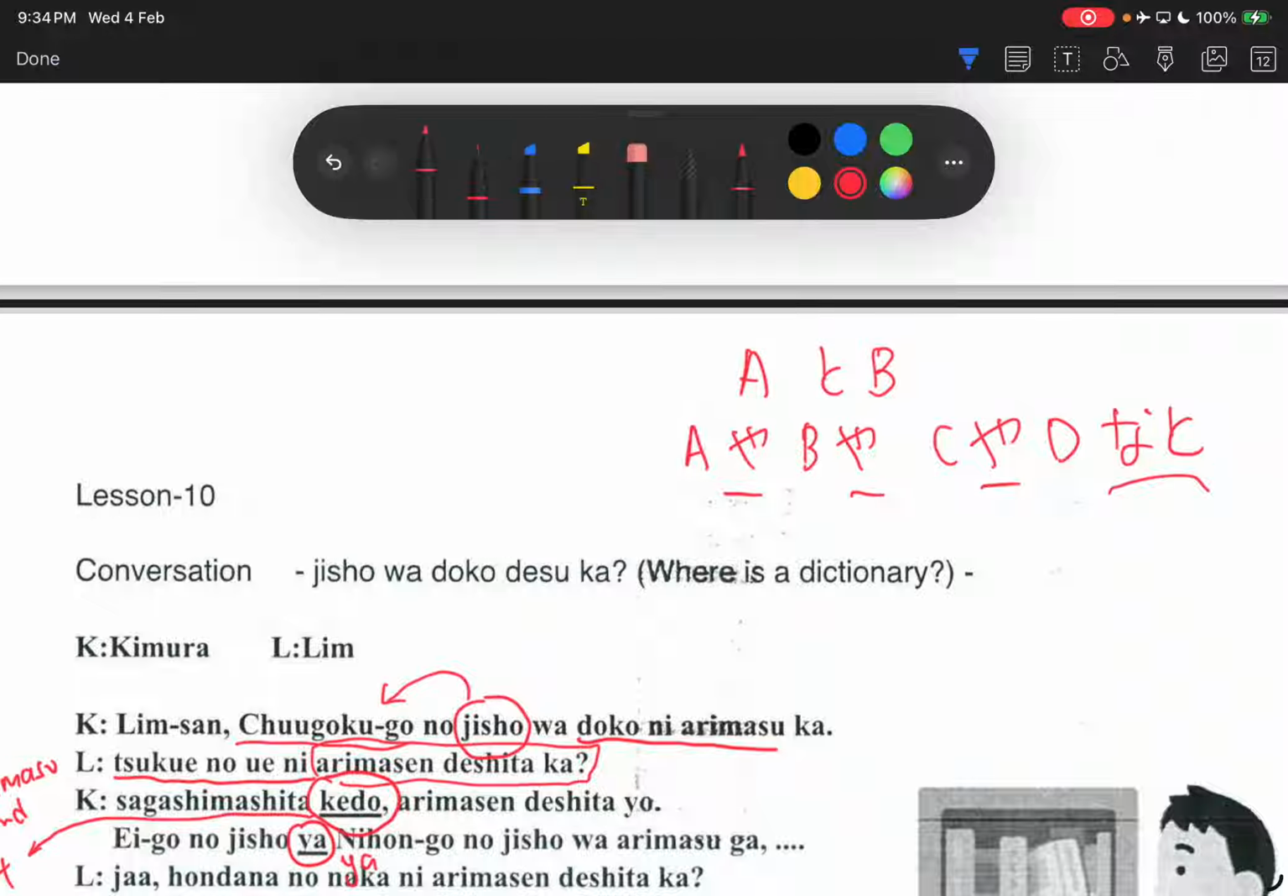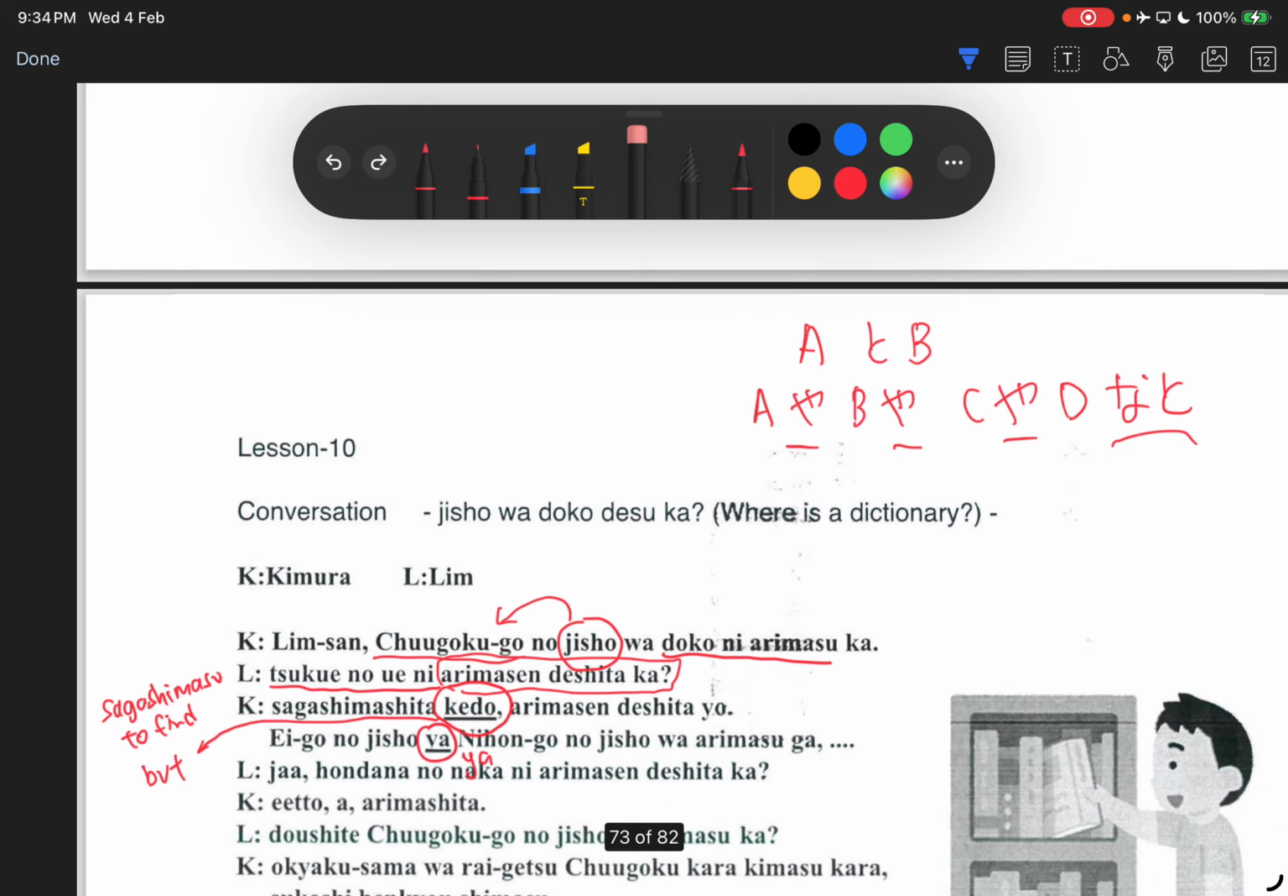But what if I don't have the nado? If I don't have the nado, it will just become, there is A, there is B, there is C, there is D, and so on and so forth. Right? That means there are more things, but I don't want to list out anymore. So that is what it means when we don't have the word nado. The word nado will simply cap the list. Right, so please remember this one.